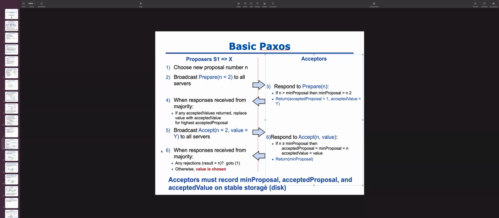And then how do you get to know whether your value is really accepted or not? So that is step number 6. Once it sends the min proposals, if it is greater than your number, then it's definitely that your proposal value is not accepted. If it is equal, then the value is chosen, then you're done. If someone else has got chosen, then again you go back to step number 1 and start the same procedure again to get your value accepted.